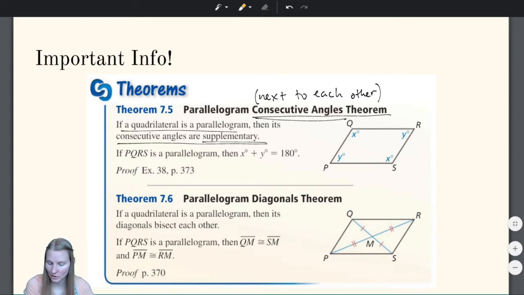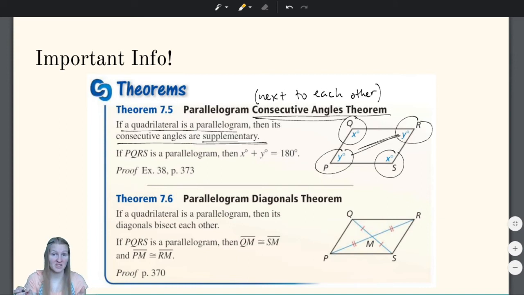So notice, let's look at this diagram for a second. They have that angle Q is x degrees and angle S is x degrees. We know that because of the opposite angles theorem. So the angles opposite each other better be the same. So that's why they have x, y, x, y. That's why they have that pattern.